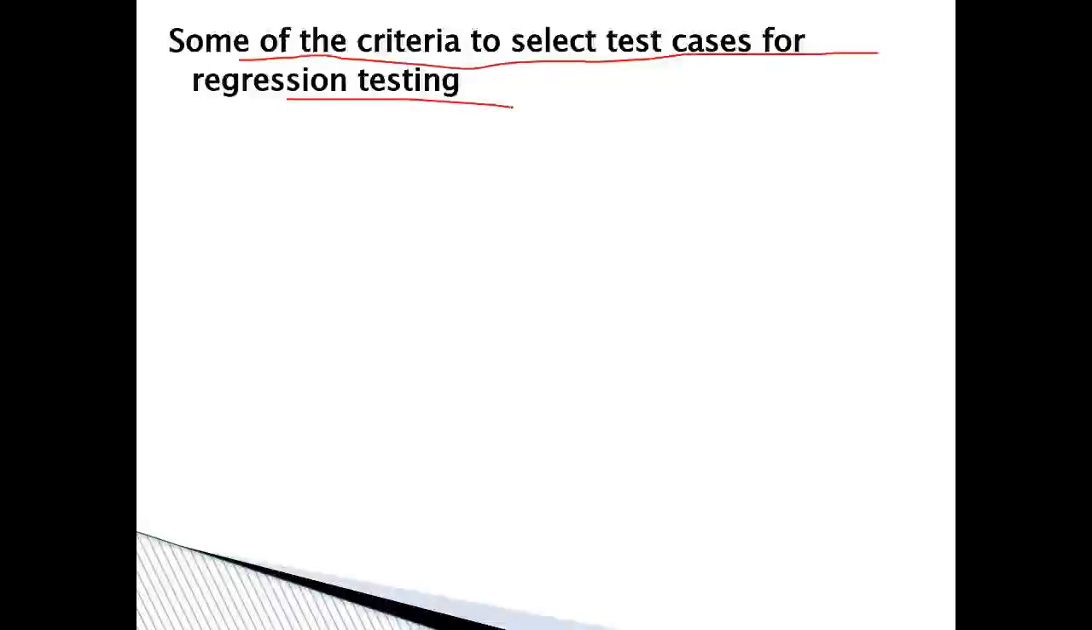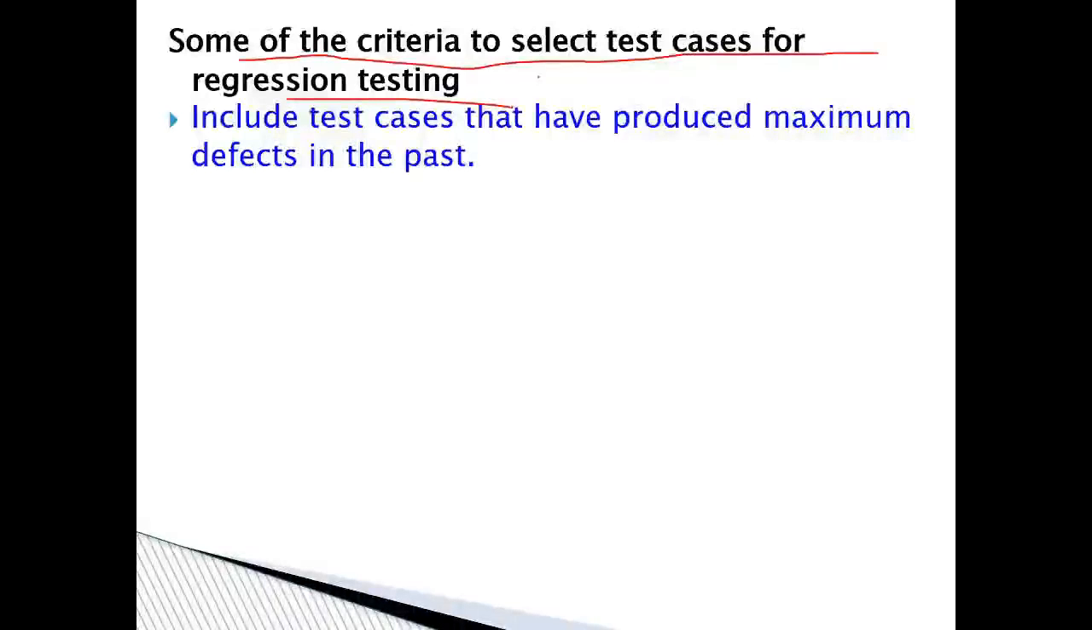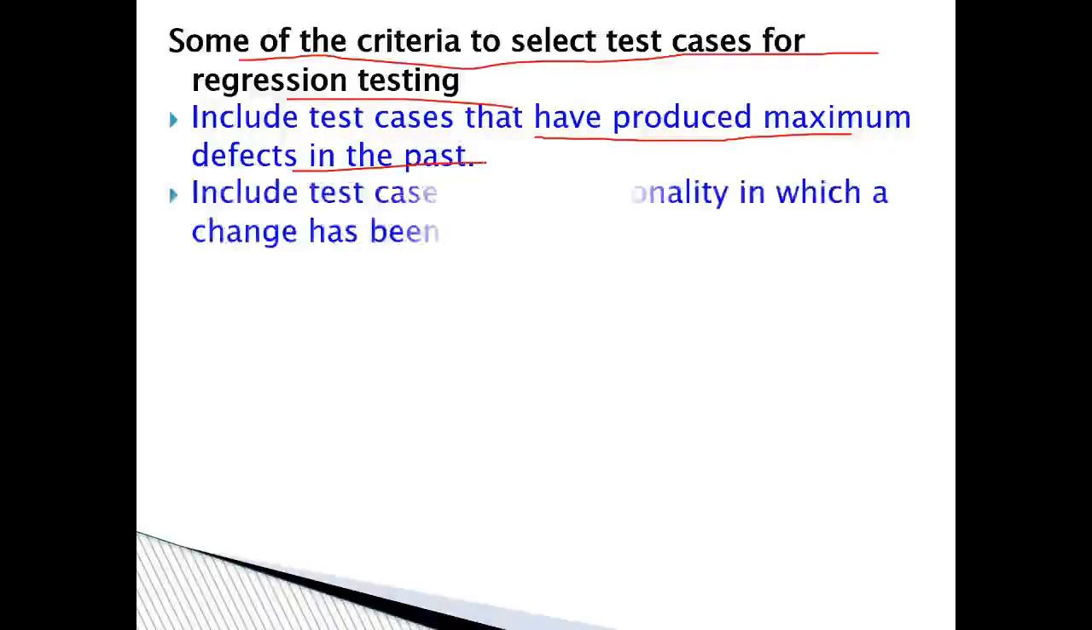Now you need to identify the points from where you are going to select the test cases to conduct this regression testing. So include test cases that have produced maximum defects in the past. You need to see the past history, and you need to select based on your experience. You can select test cases to conduct this regression testing.